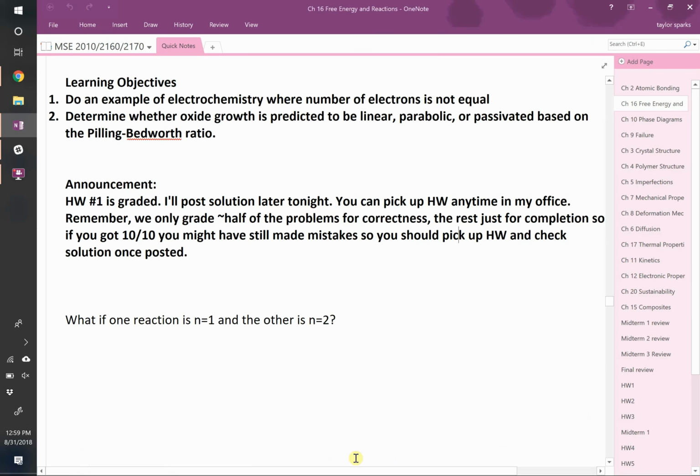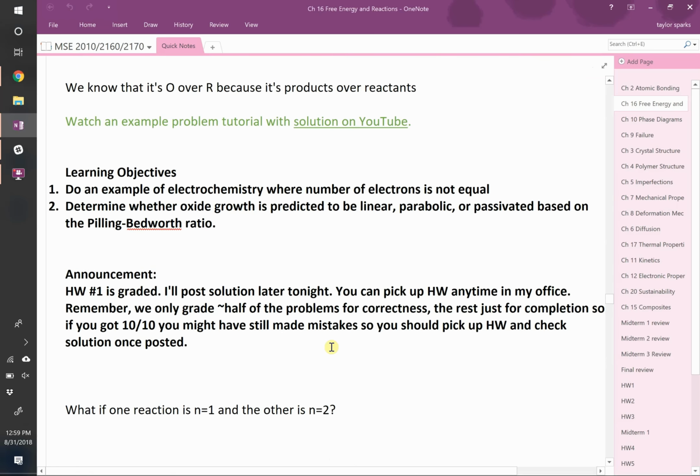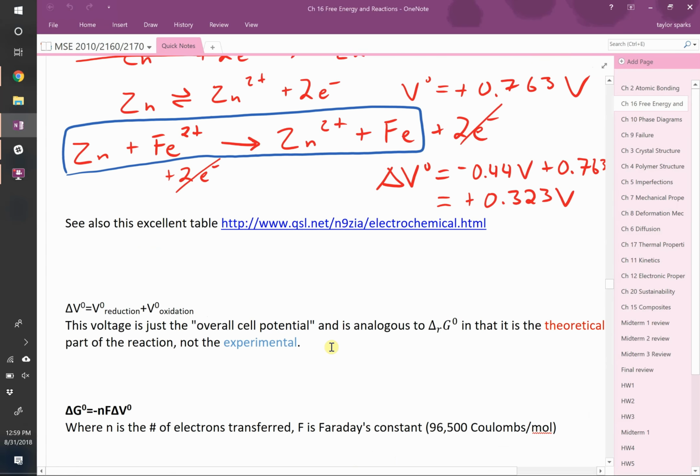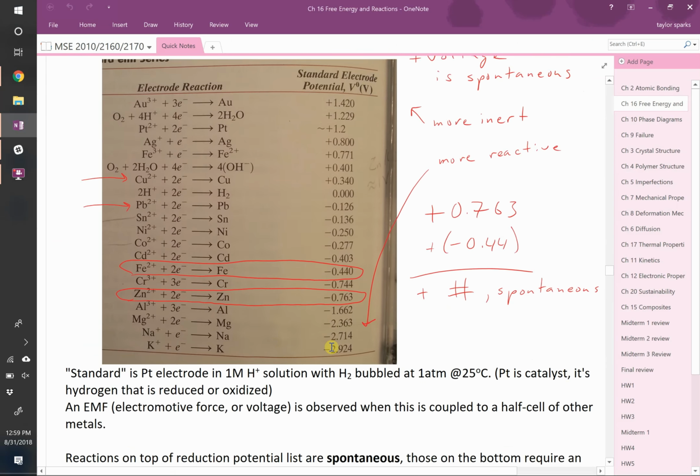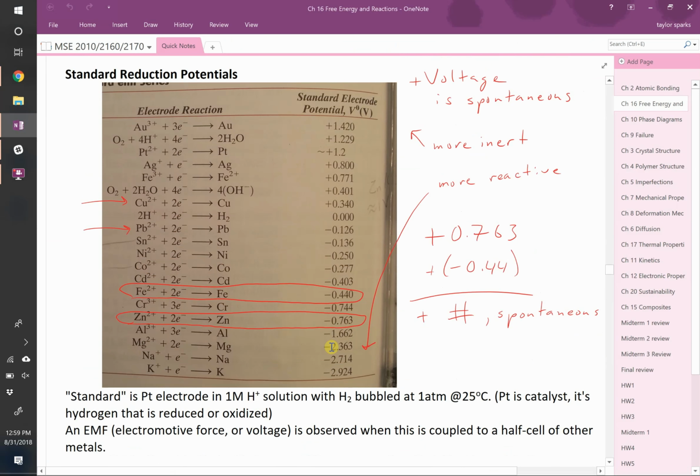Okay, where we left off last time, we did an example. We did it for zinc and for iron. And if you look at our table, our standard reduction potential table, both of these ions are 2+ when they start, right?